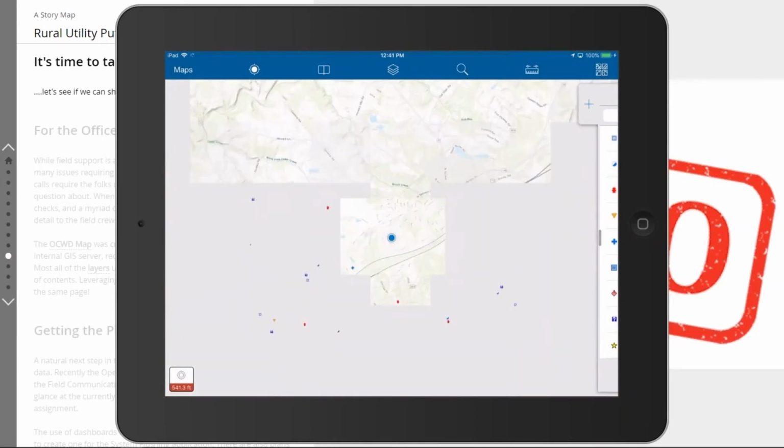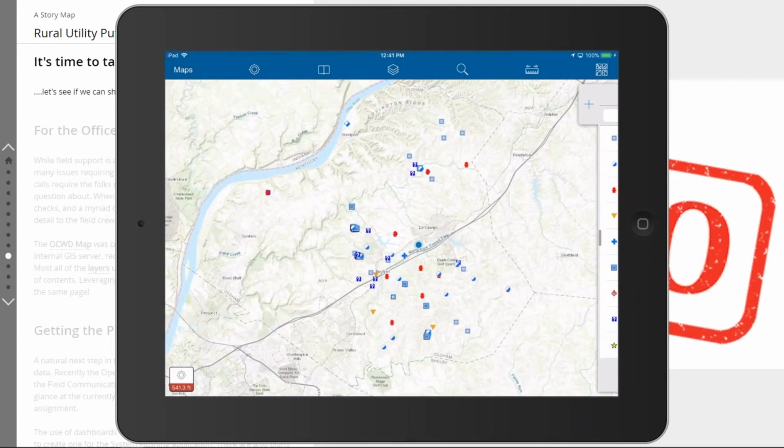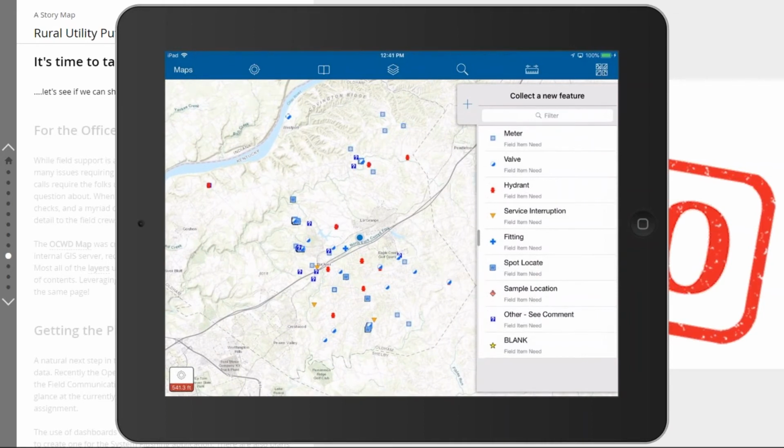So in Collector, we created the layers that we most often use or that we see a need for. We have a lot of new meters obviously going in. We have new valves occasionally if we have a break or a new system or an expansion of the system occurring. Hydrants, service interruptions, fittings, and spot locates.